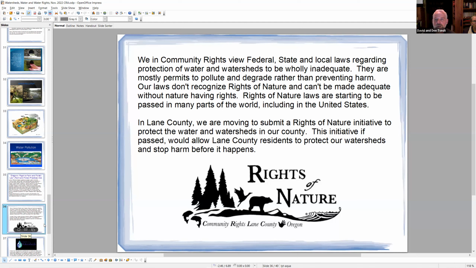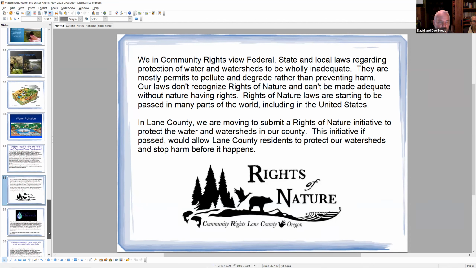Rights of nature laws are starting to be passed in many parts of the world, including in the United States. In Lane County, we are moving to submit a rights of nature initiative to protect the water and watersheds in our county. This initiative, if passed, would allow Lane County residents to protect our watersheds and stop harm before it happens.